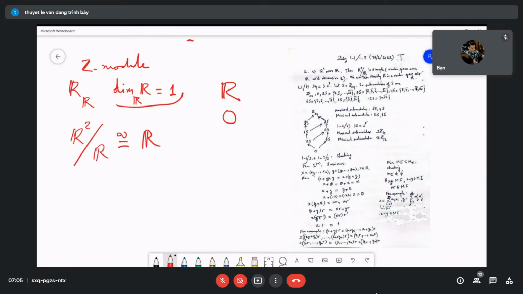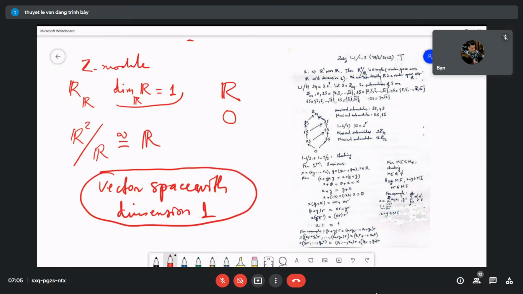So that is very easy if you take many vector spaces with dimension 1. It is simple. So that is very easy to take many.